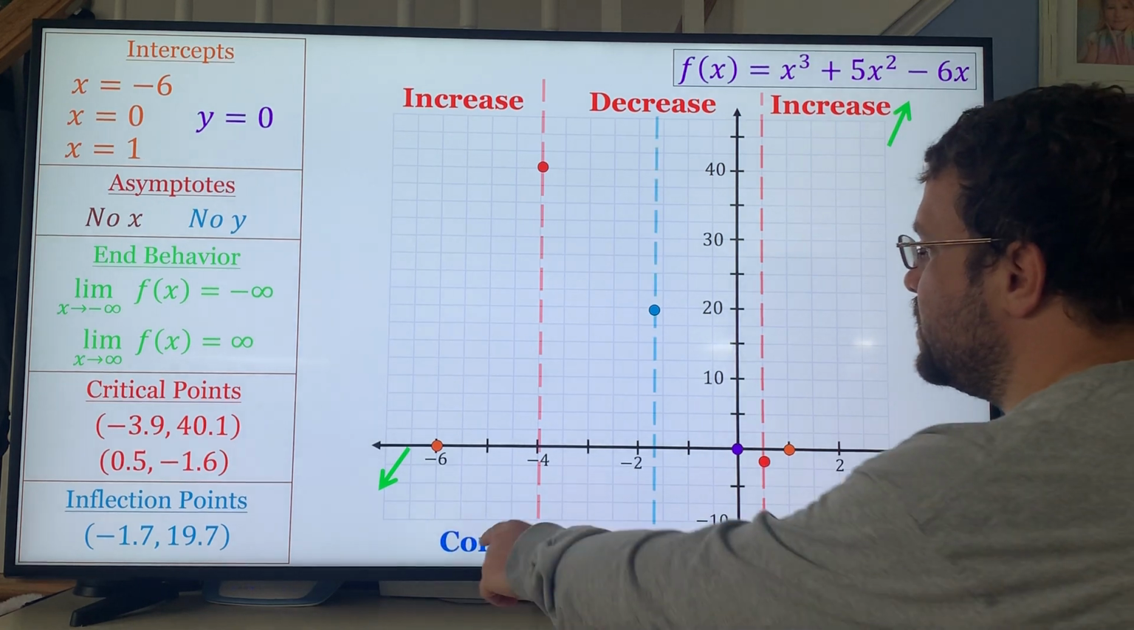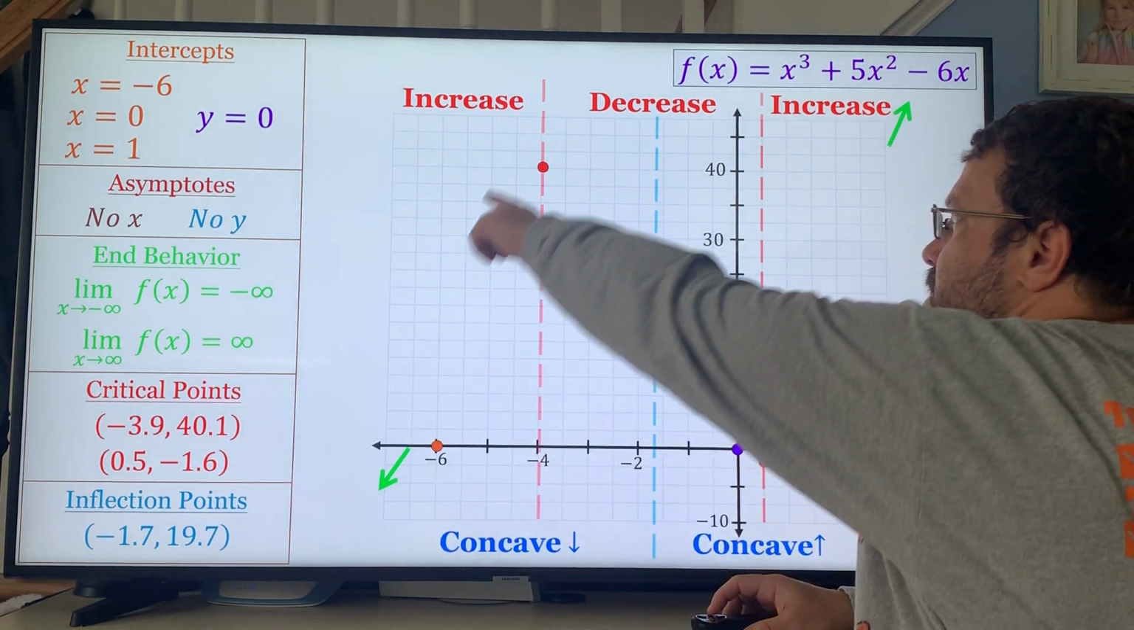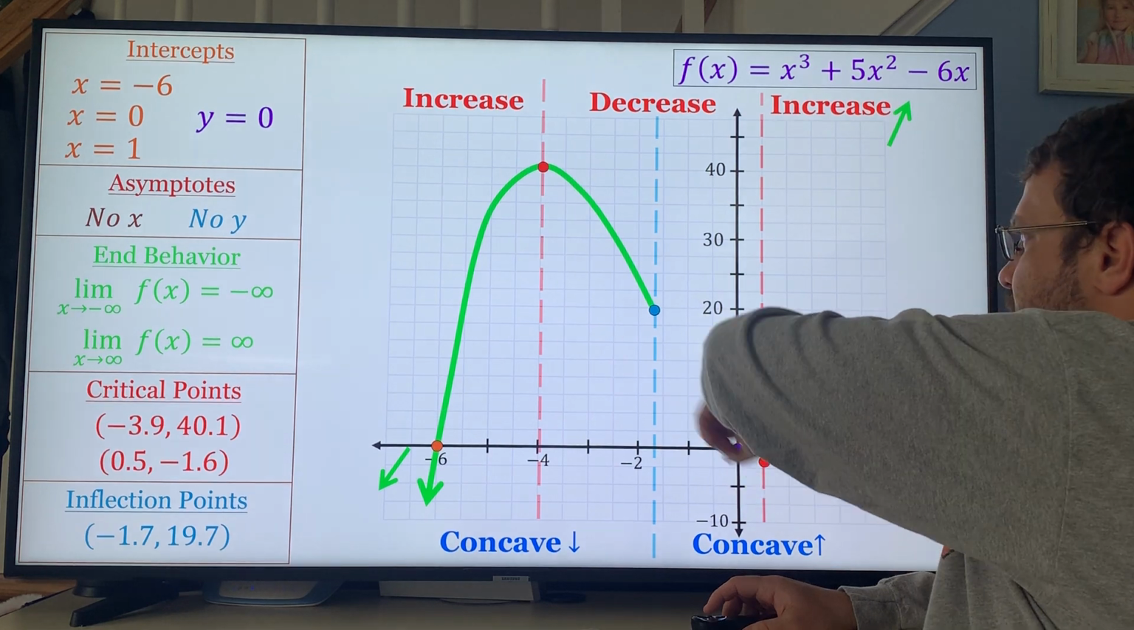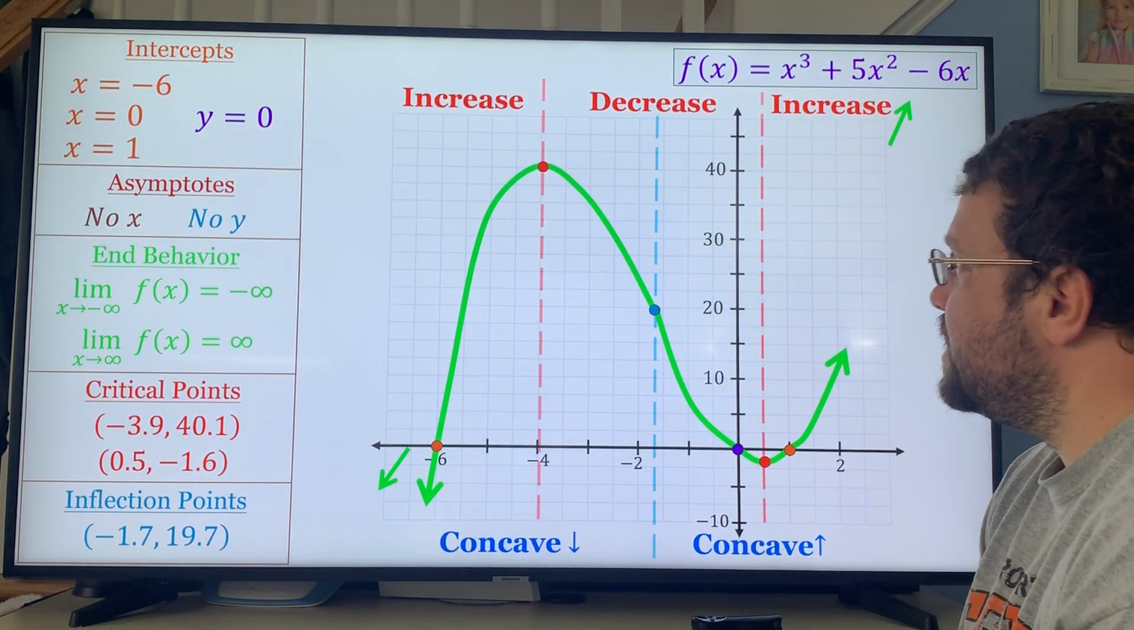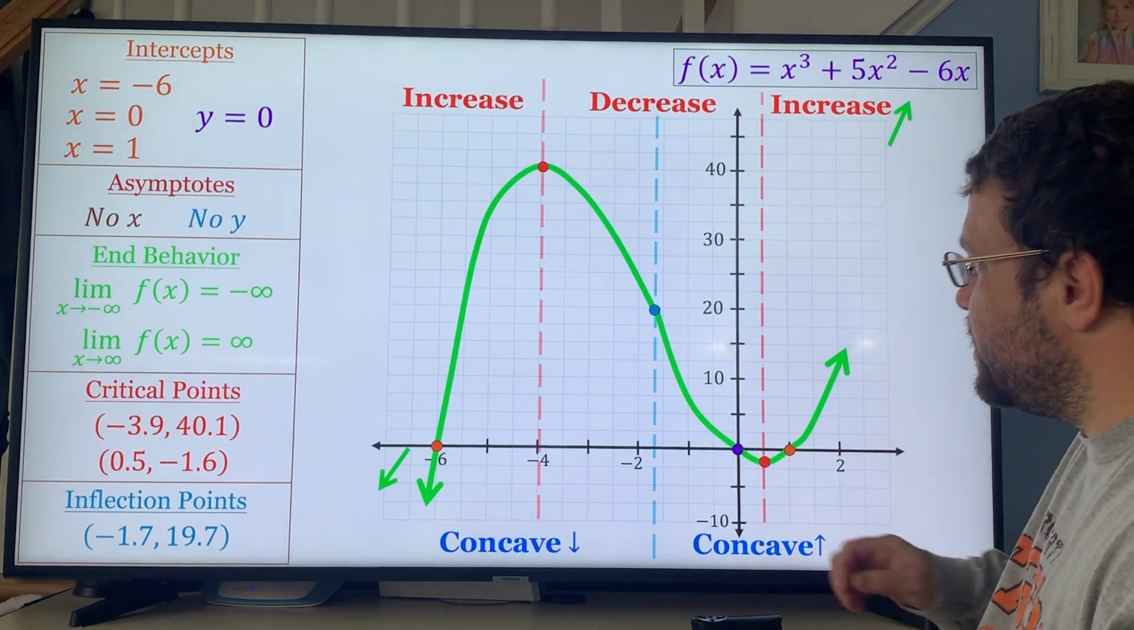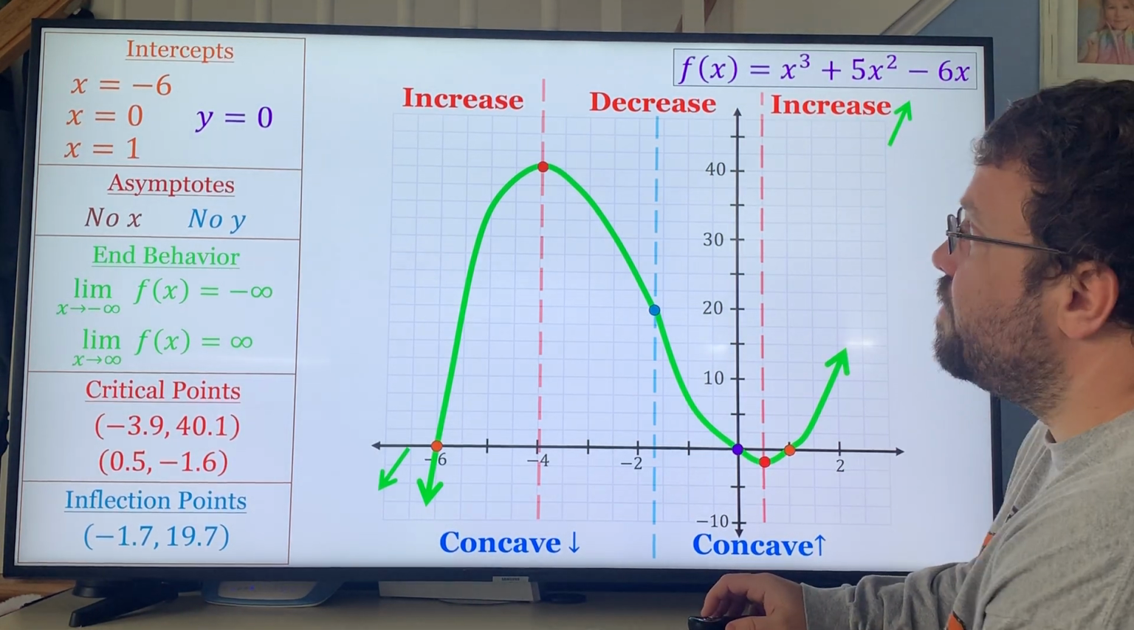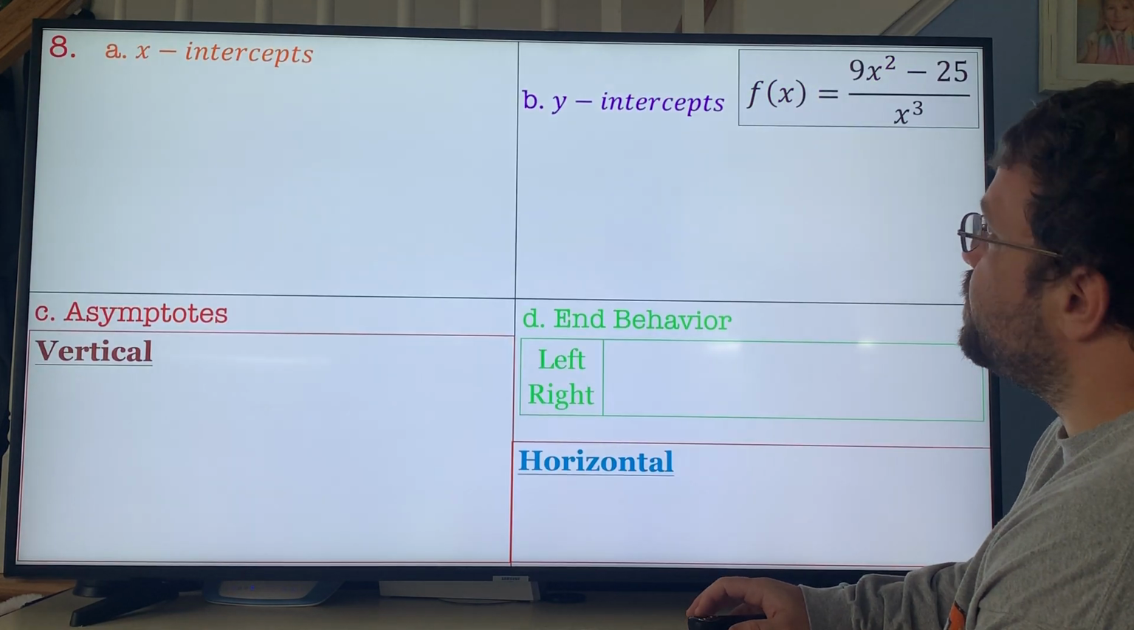Everywhere before this inflection point is concave down, so it's like a U to here, and then it goes the U the other way. There you go. See how easy this is once you get the hang of it? Simple, simple, simple, simple. That one took barely any time. Let's fly through the next one.